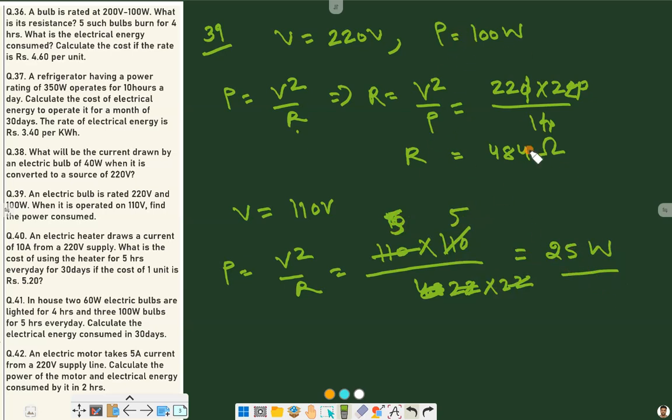So here you can say that when potential is dropped by half, power drops by 4 times, because power has square here. So if you divide potential by 2, power gets divided by 4. Now moving to question number 40.